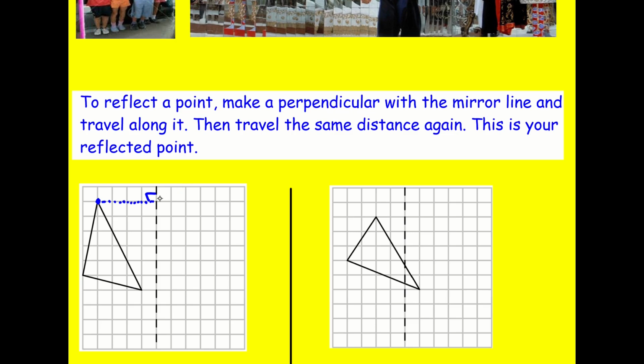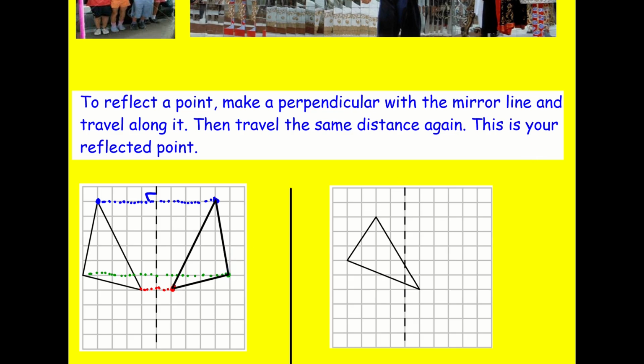So imagine shapes looking in a mirror. This would be what would happen. So we've gone along 4. I'm going to go along another 4, and that point's going to end up there. That's my reflected point. So to do it for the shape, I just do it for all the corners, and then I can create my reflected shape. So this one I'm going along 5. So keep going, and there we have it. I've got all my corners, and I can join things up to create my reflected shape.